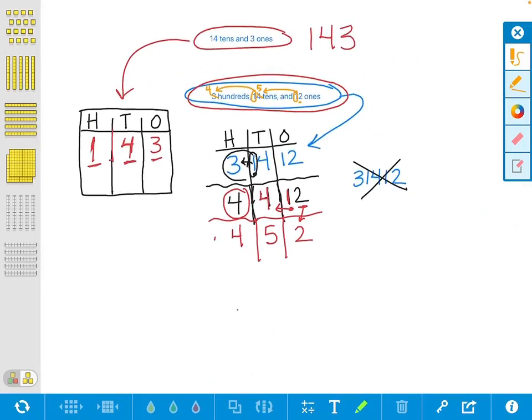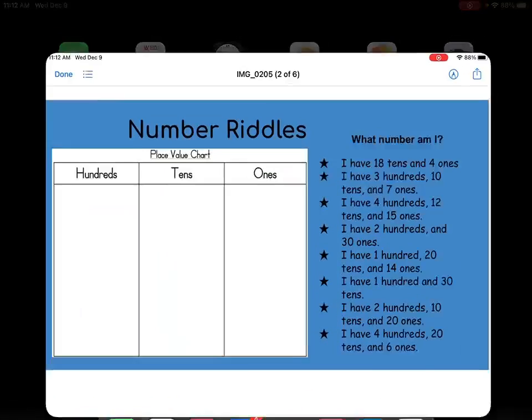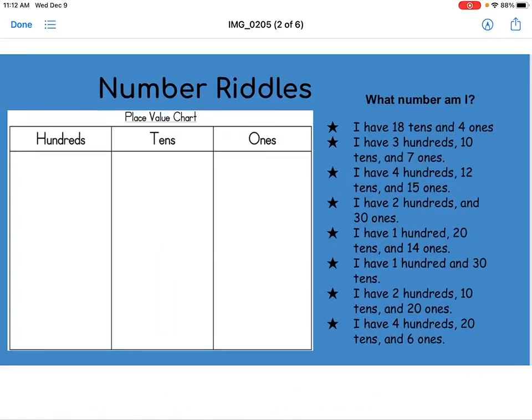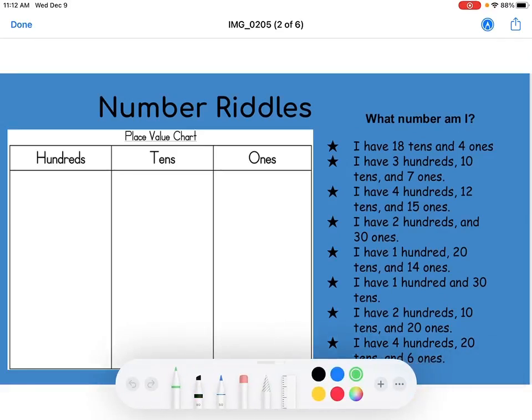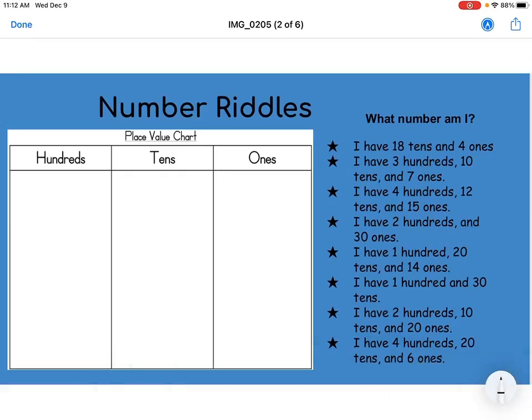All right, I'm going to get to the actual lesson today with the riddles. Again, you're going to be drawing hundreds, tens, and ones place value model for each one of our problems in the riddle. So here I am with my number riddles, and you can see all of the riddles off to the side. But let's go ahead and do our first one together.